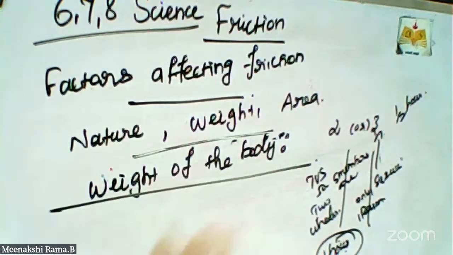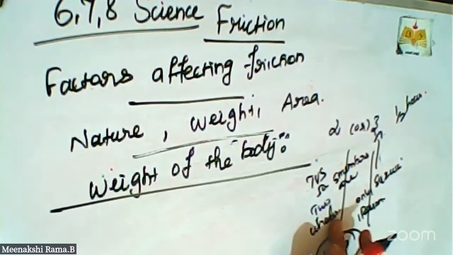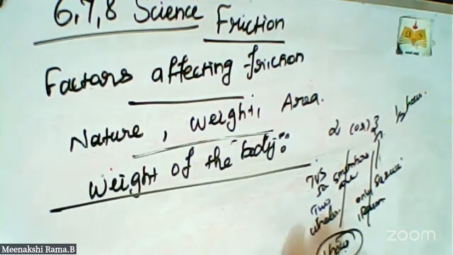So weight of the body: it is easy to pedal your cycle without any load, but when a load is placed on a carrier, it is difficult to move because the weight on the carrier increases the friction. The weight increases the friction. So it took more time to cross. The friction between the surface of the tire and the road is higher. So this is the concept of weight of the body.